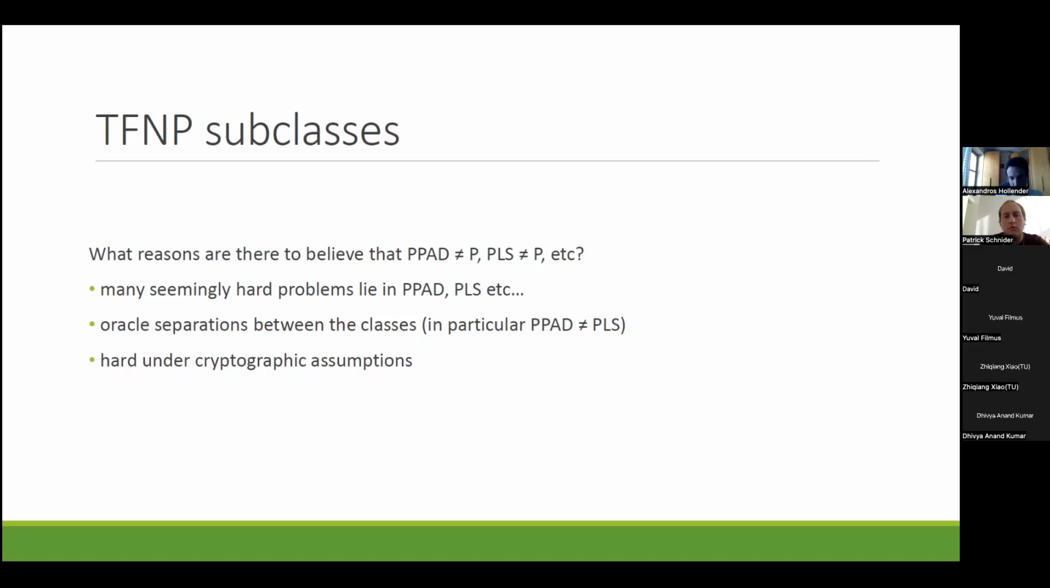And finally, perhaps the most convincing type of evidence that PPAD is not equal to P is that there are hardness results under cryptographic assumptions. What do I mean by that?